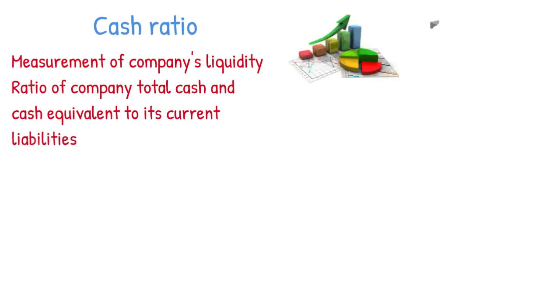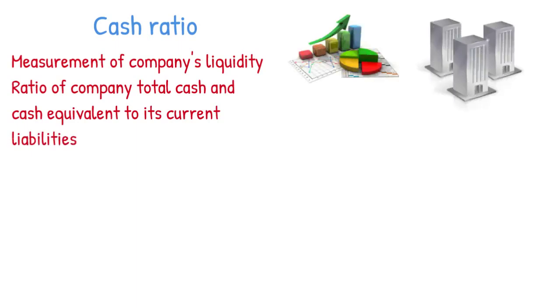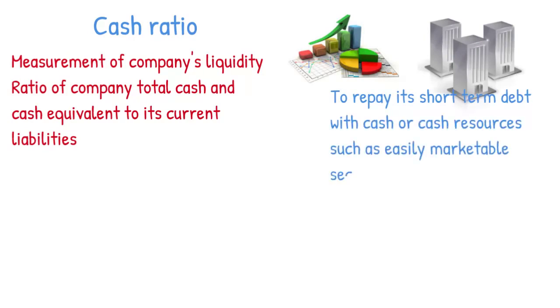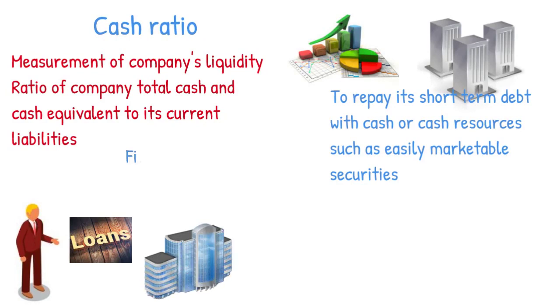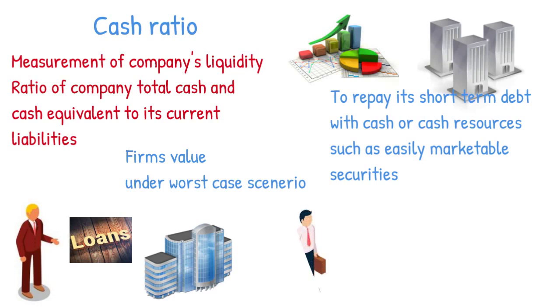The metric calculates a company's ability to repay its short-term debt with cash or near-cash resources, such as easily marketable securities. This information is useful to creditors when they decide how much money, if any, they would be willing to loan a company. The cash ratio is almost like an indicator of a firm's value under the worst-case scenario, say, where the company is about to go out of business.